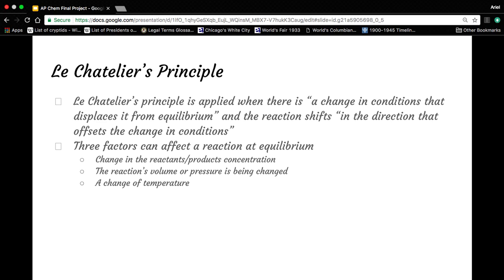So, essentially, Le Chatelier's principle is when there's a change in a reaction's equilibrium and it wants to get back to equilibrium, so it'll shift in whichever way it has to return to equilibrium. And three factors that can affect the reaction at equilibrium would be a change in the reactant/product concentration, the reaction's volume or pressure being changed, or a change of temperature.